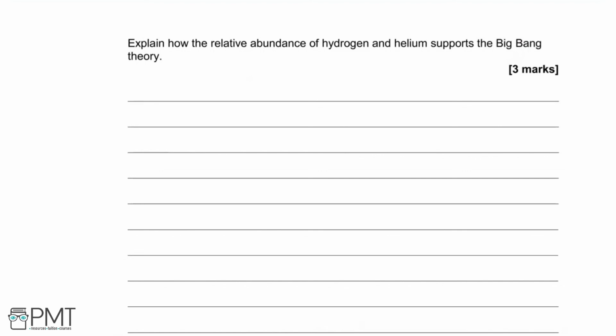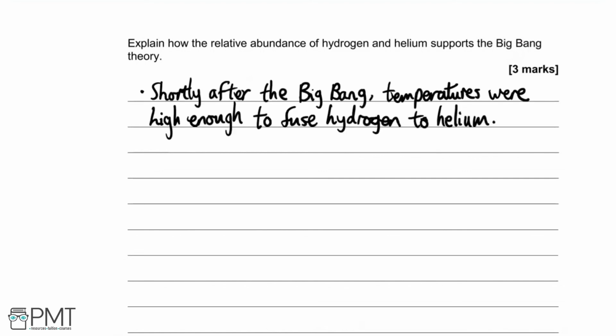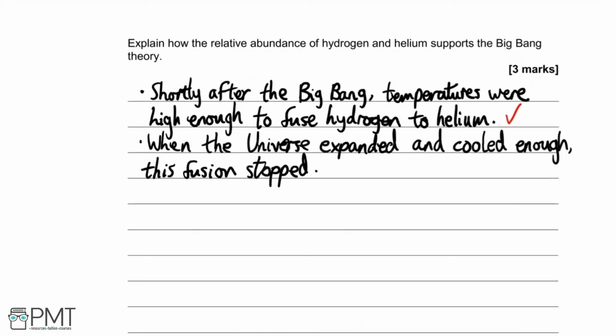So let's put this into words on paper. So shortly after the Big Bang, temperatures were high enough to fuse hydrogen to helium. That's going to be our first mark. This didn't go on continuously, obviously, because the universe then cooled down and that fusion stops. When the universe expanded and cooled enough, this fusion stopped. And obviously this was because temperatures weren't high enough for this fusion to continue. You don't need to go into any more detail than this to get this second mark.